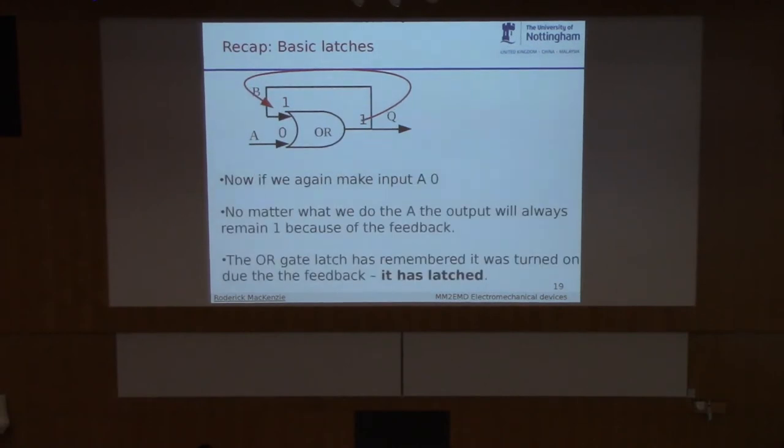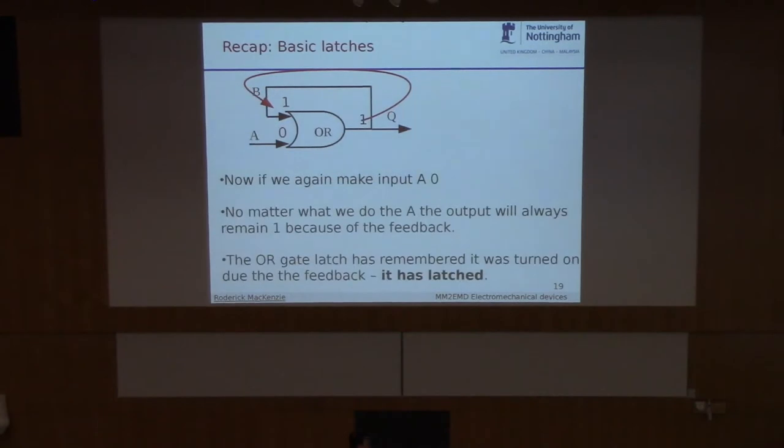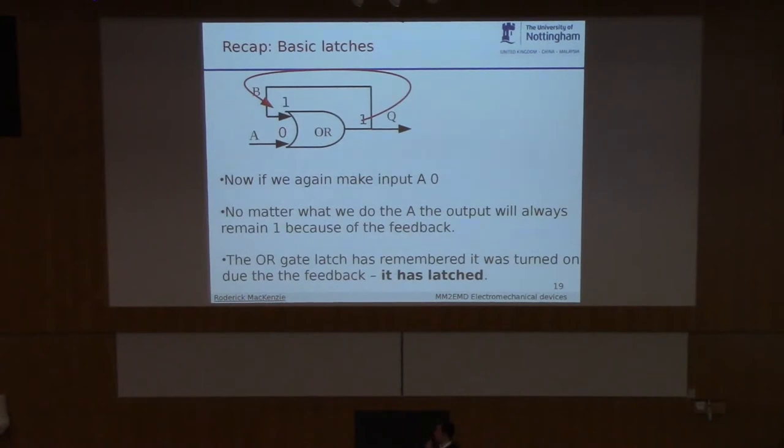And then no matter what we do to the input, so you can see we're going from a 0 to a 1, from a 0 to a 1, the output always stays 1 because we've got this 1 being fed back continually. I said the only way to fix this is that this circuit effectively remembered that at some point in the past a 1 was present on the input. So this is a very, very simple memory element.